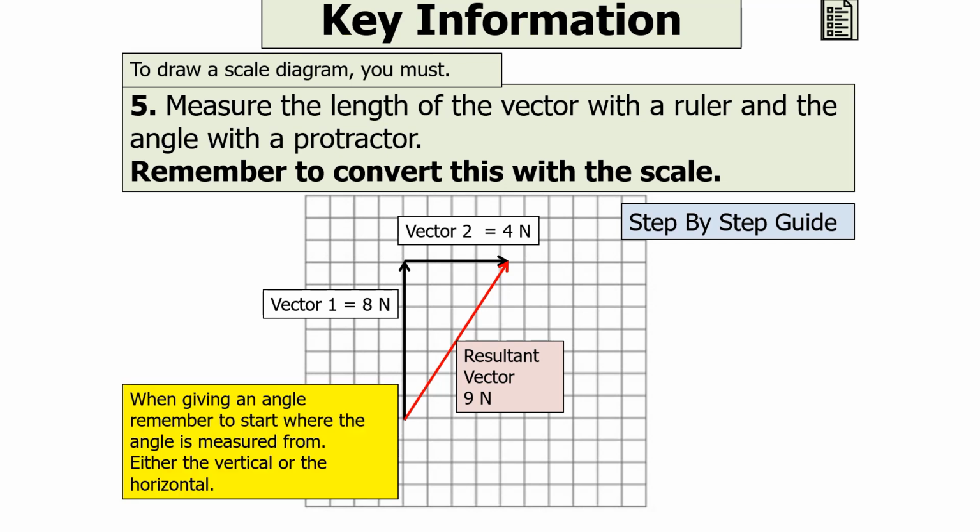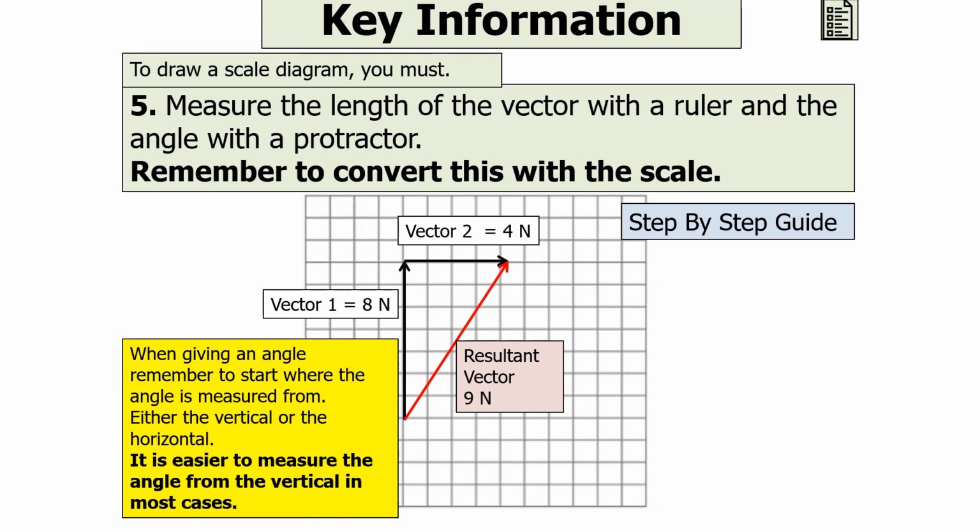Now it's also important to note that when given an angle, remember to start from where the angle is measured from, so either the vertical or the horizontal. And in most cases it's actually easier to measure the angle from the vertical.